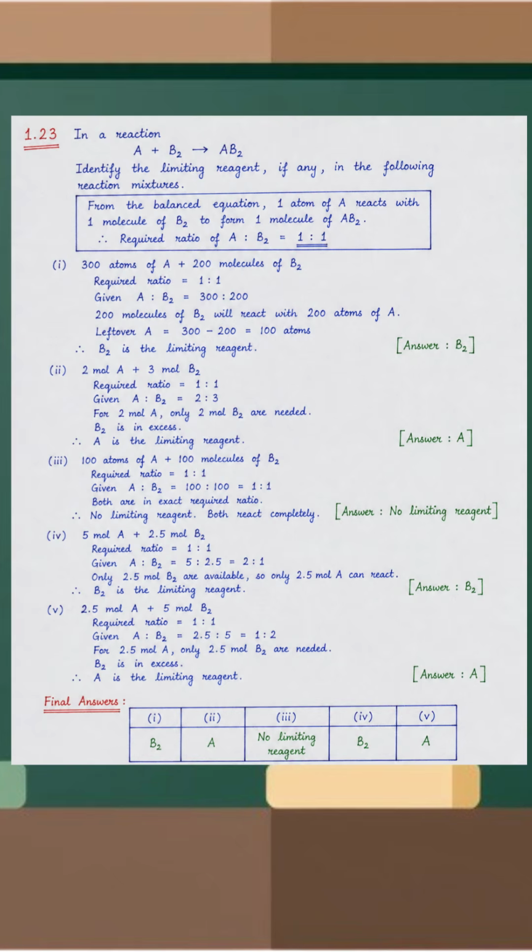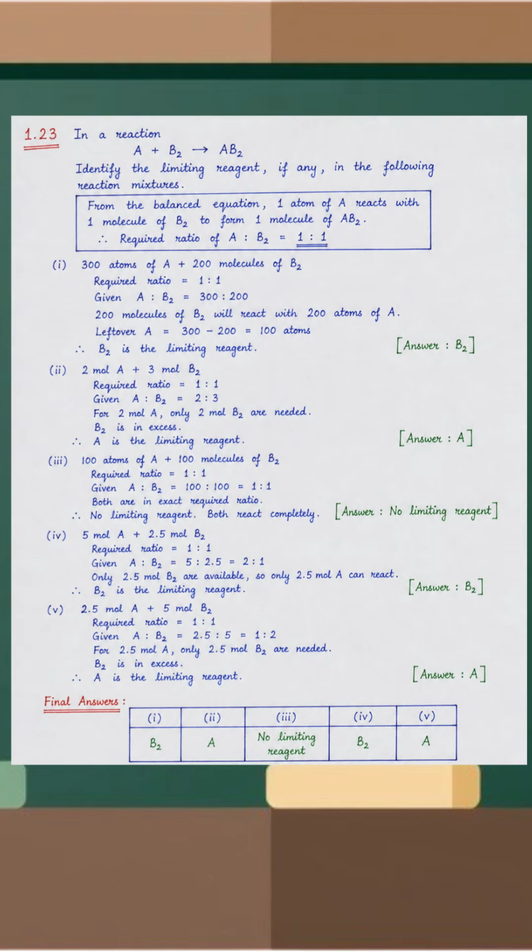Part 1. 300 atoms of A react with 200 molecules of B2. Required ratio is 1:1. But given ratio is 300:200. 200 molecules of B2 will react with only 200 atoms of A, so A leftover is 300 minus 200, which is 100 atoms. Therefore, B2 is completely used first. So, B2 is the limiting reagent.